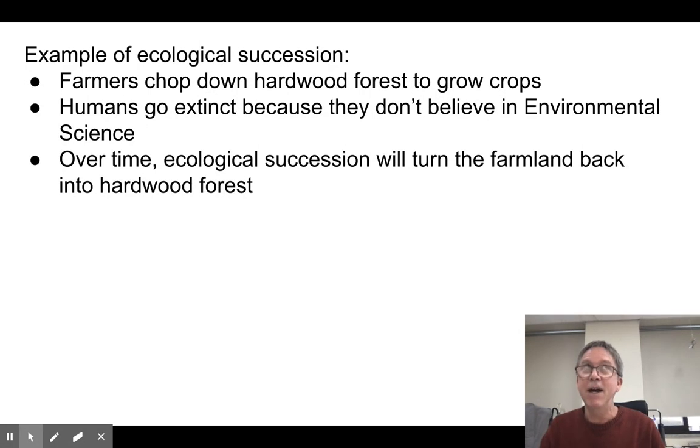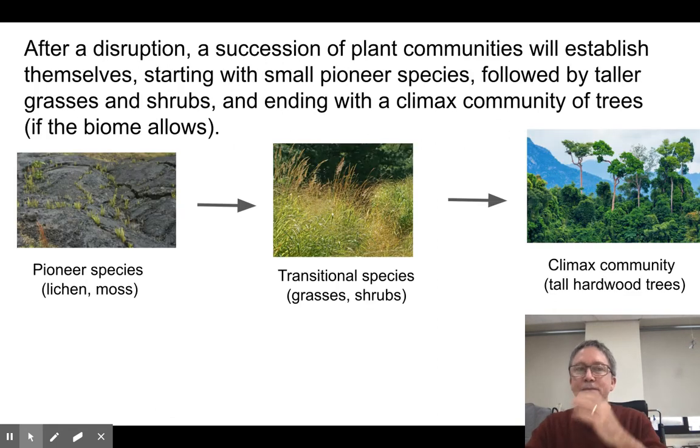What would happen? Well, after a while, that farmland isn't going to be farmland. Guess what'll happen? All right, farmer goes extinct. All right, now I got this dirt here, right? Well, then grasses start to grow, and then shrubs start to grow, and then small trees, and then bigger trees. And the next thing you know, it's back to what it was before the Europeans arrived in North America. That's the idea behind ecological succession. And it's pretty awesome.